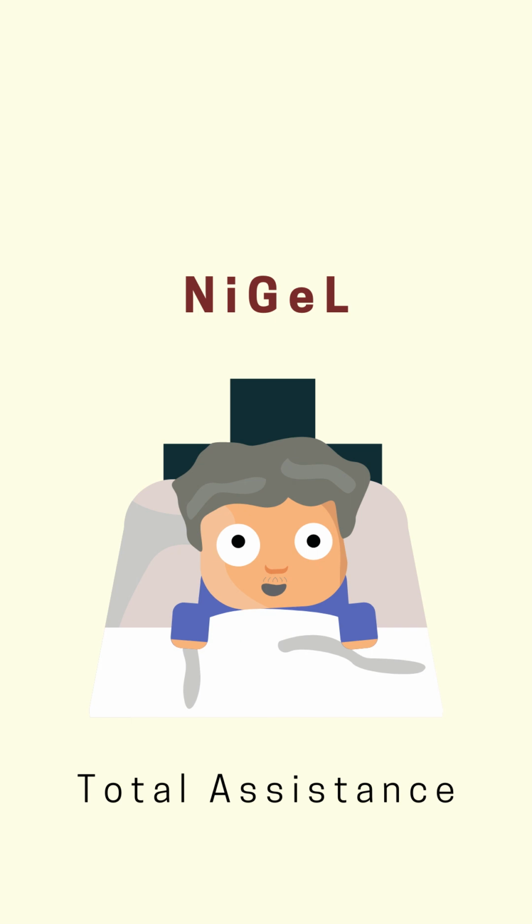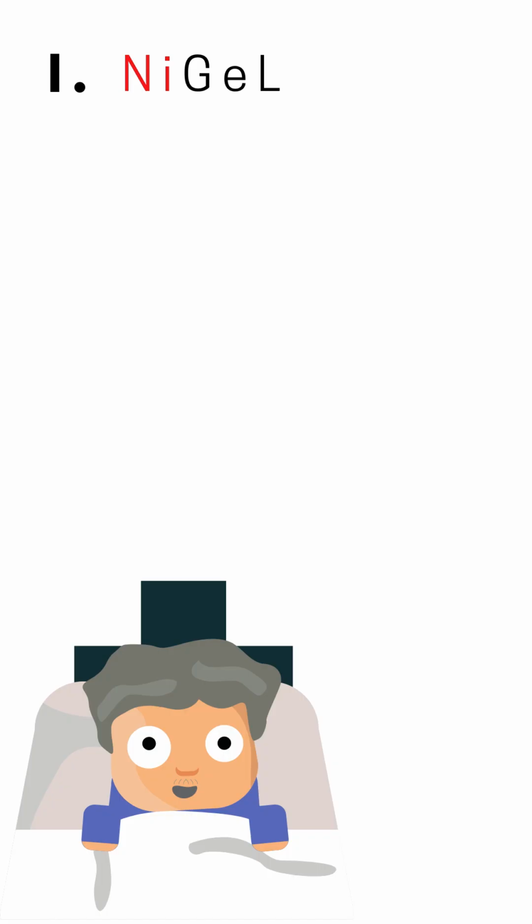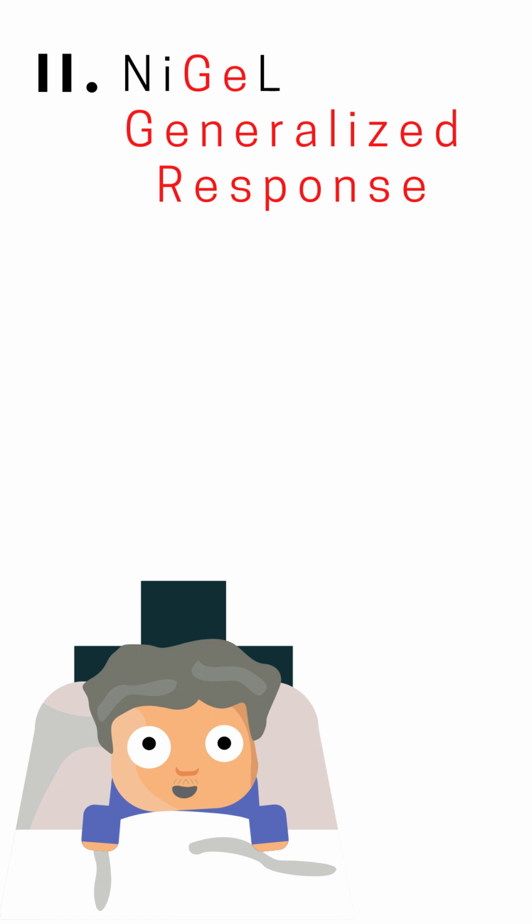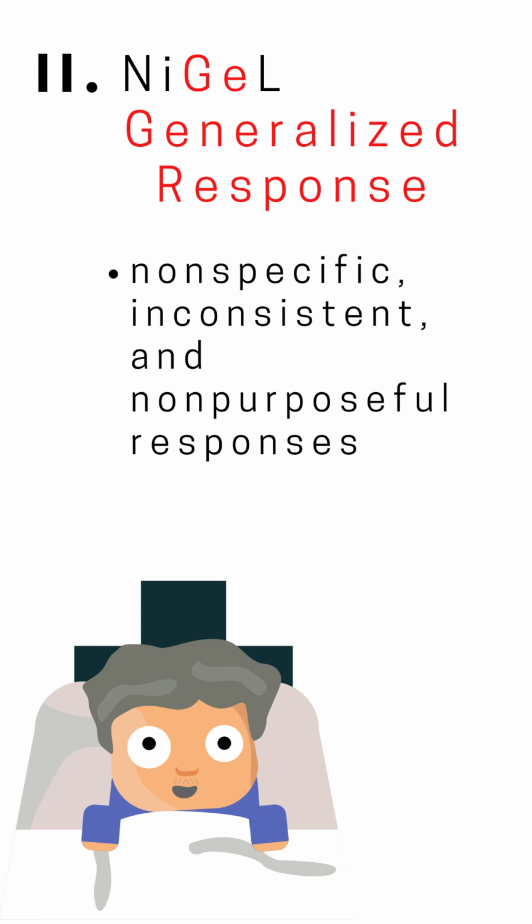Let's start with Nigel. Nigel encompasses levels 1 to 3, all requiring total assistance. Ni is level 1. Ni stands for no response, nil, negative. Whatever stimulus you use, there is no response. G is for generalized response. Regardless of the stimulus, the response is the same. Non-specific, inconsistent, and non-purposeful responses.